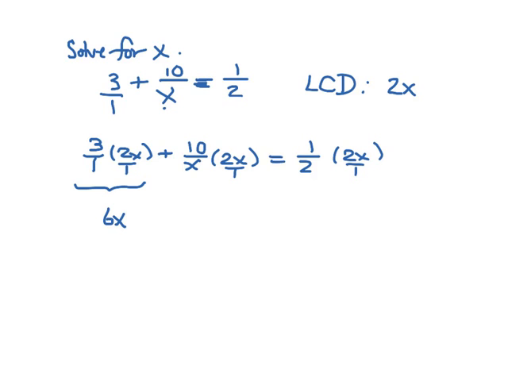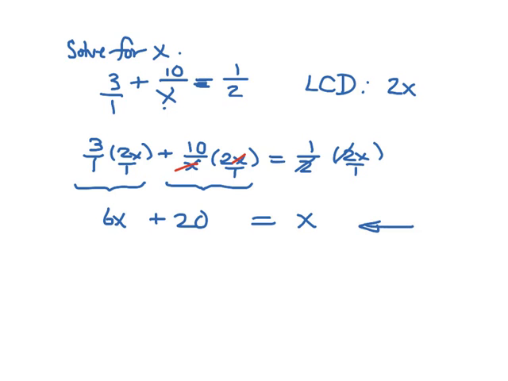Over here, I can cancel out my x's, right? I have an x in the denominator and an x in the numerator. So I'm just left with 10 times 2, which is plus 20. And my equals there. And over here on the right side of my equation, my 2's cancel. So I'm just left with an x.